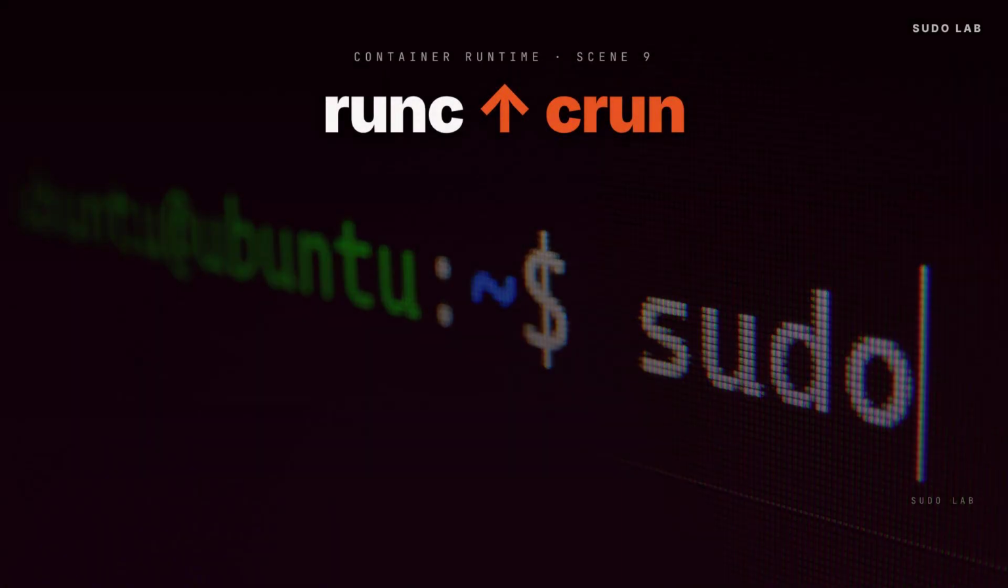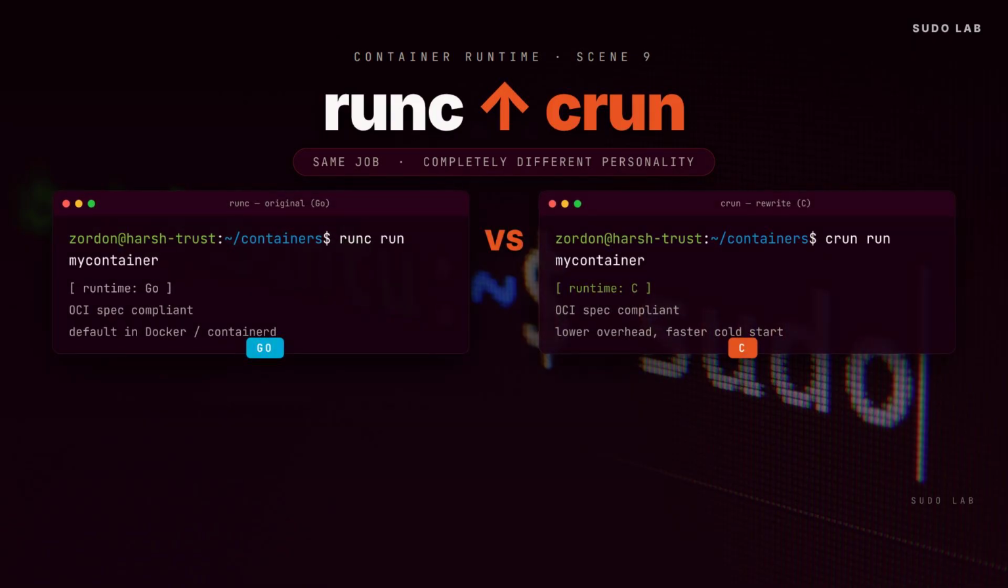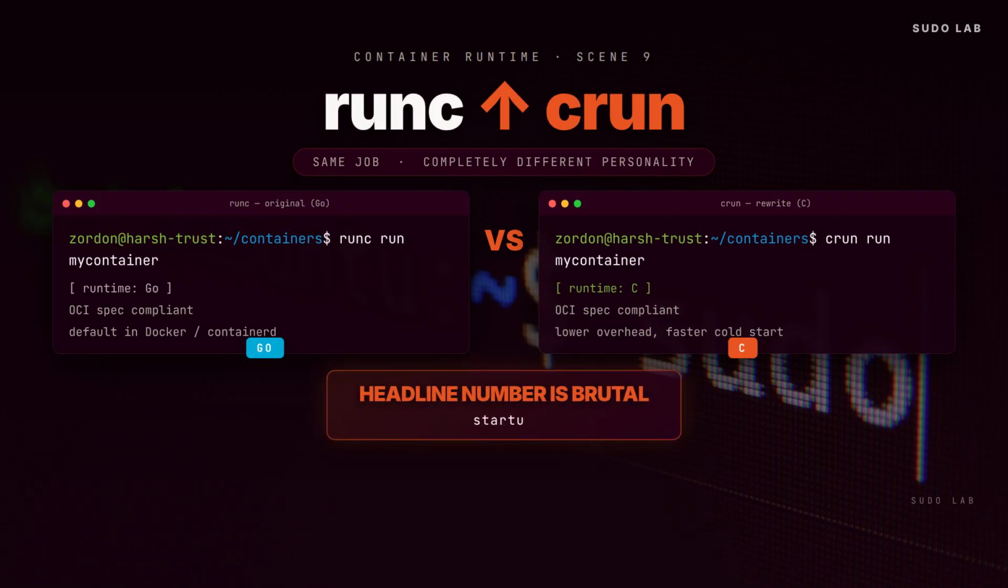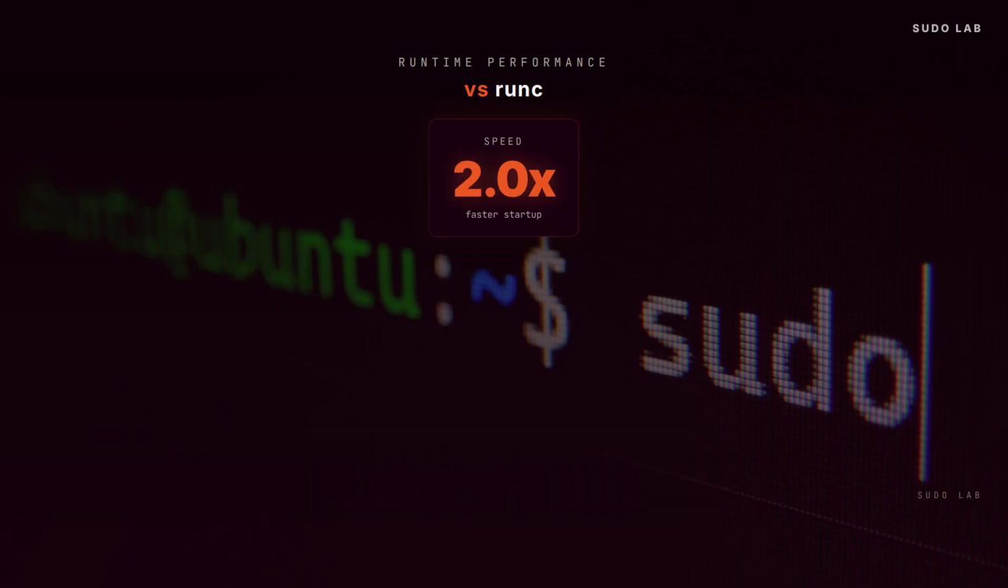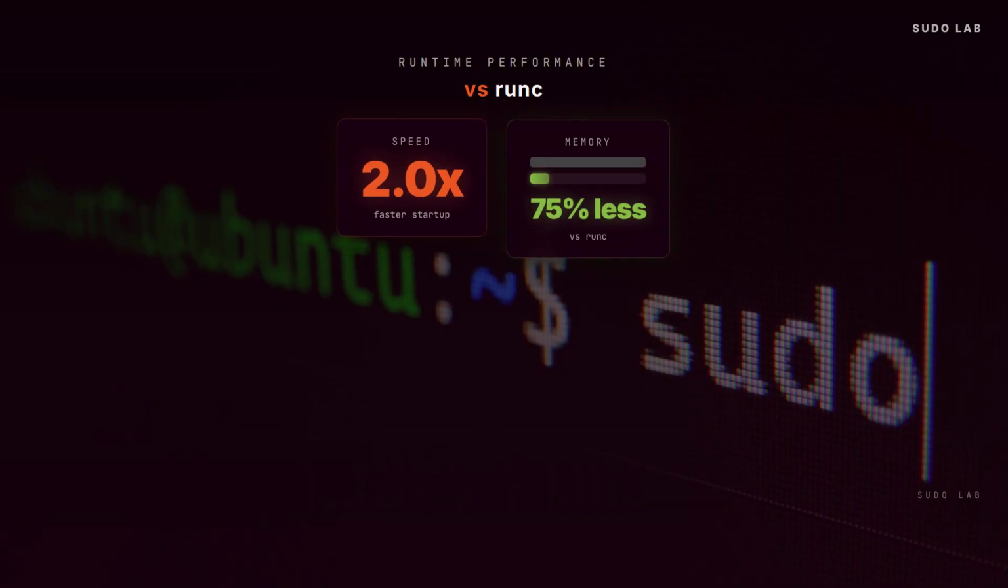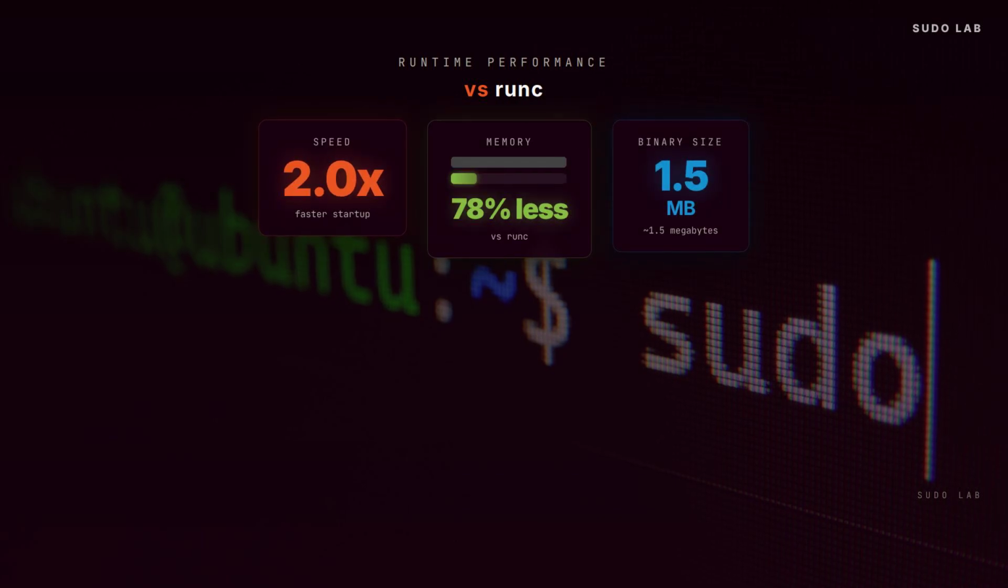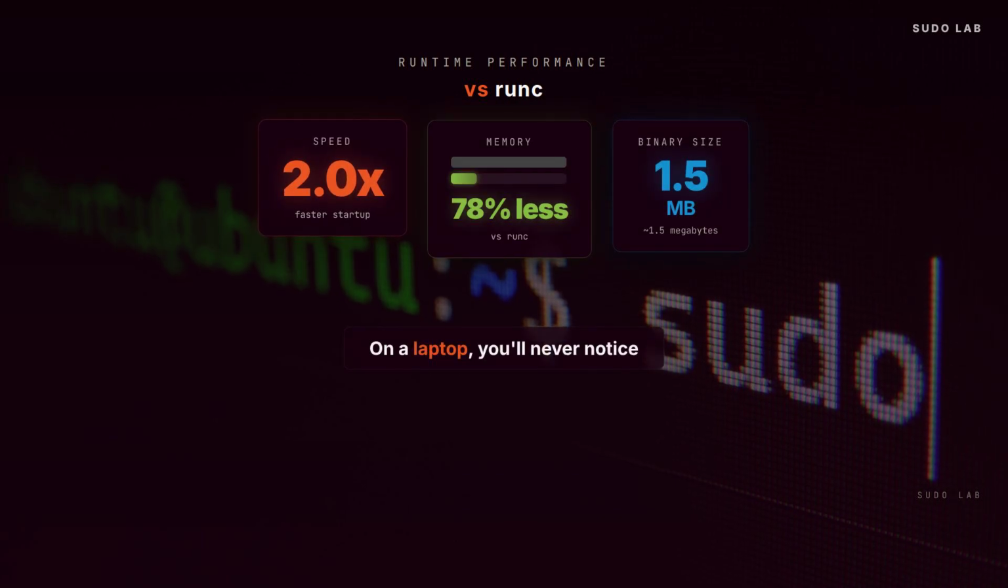Just above runc sits crun. Same job, completely different personality. Crun is a rewrite of runc in C instead of Go, and the headline number is brutal. It starts containers roughly twice as fast as runc, uses a fraction of the memory, and the binary is closer to 1.5 megabytes.